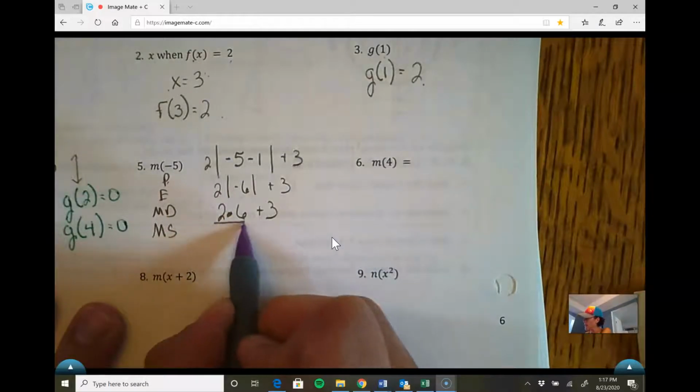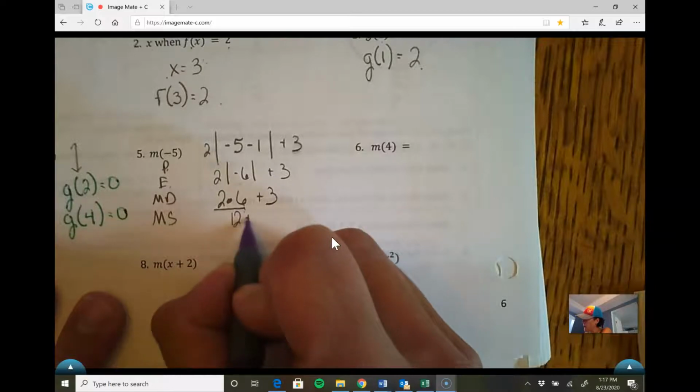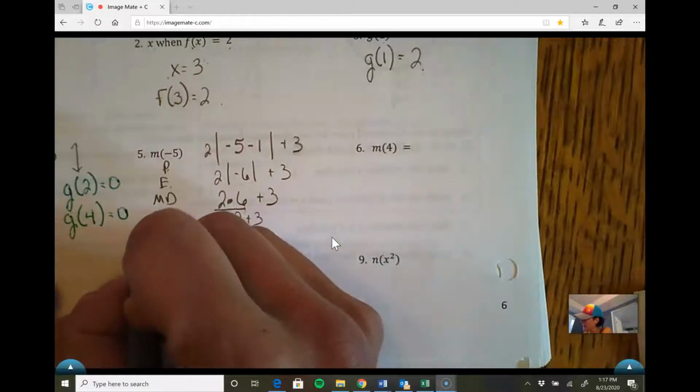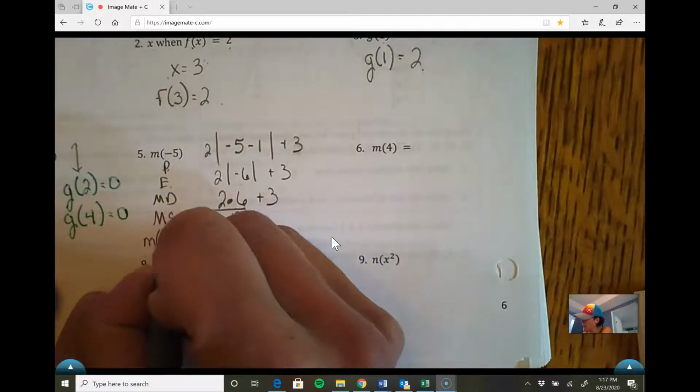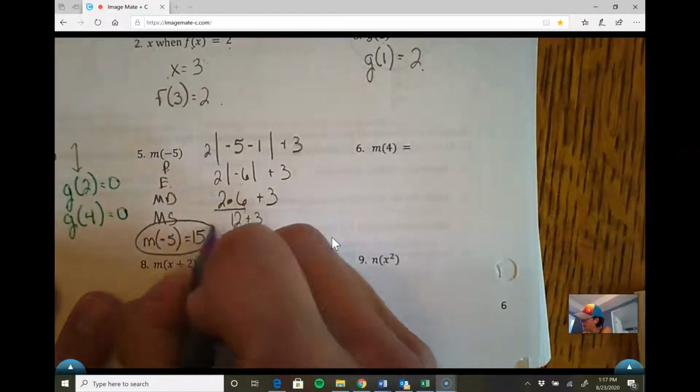All right, so now I'll do, that's a multiplication dot. So now I'll do my multiplying because there's no exponents. I get 12, and 12 plus 3 is 15. And the way I want to write my answer again is my function when my input is -5 is 15. So this is the better way to write it.